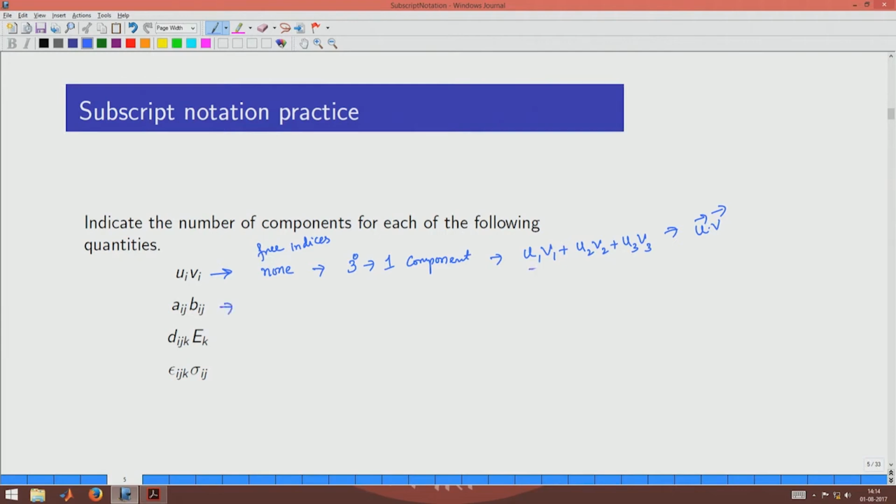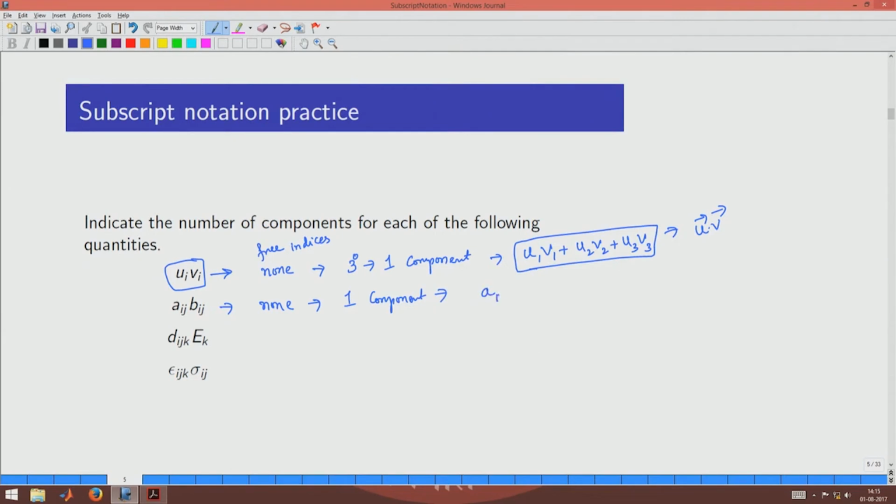You can see the savings in terms of the writing. So such a large expression is going to be represented by a very brief expression, u_i v_i. Take an expression like u a_ij and b_ij, it is the same thing here also. So the number of free indices is none, which means that there is just one component, and when we try to expand this, then we would see the savings. You can see that there are going to be 9 elements.